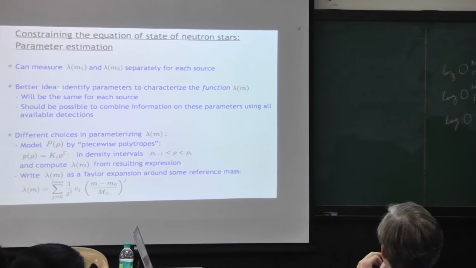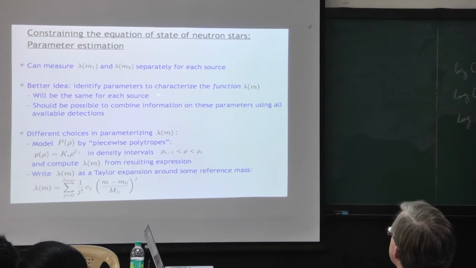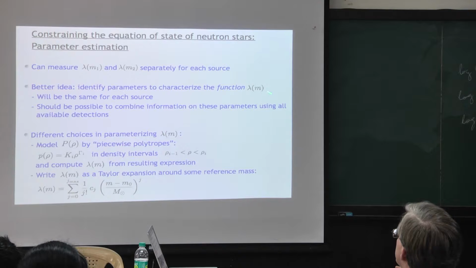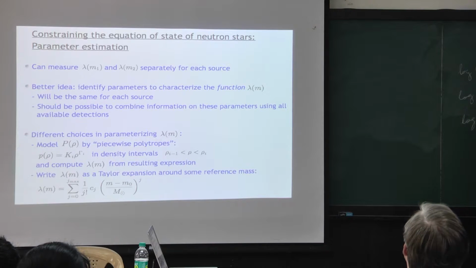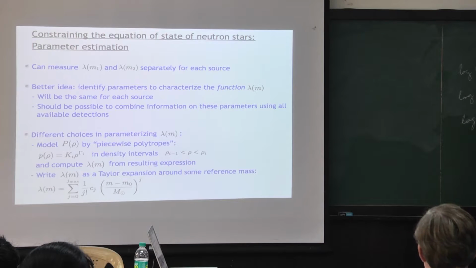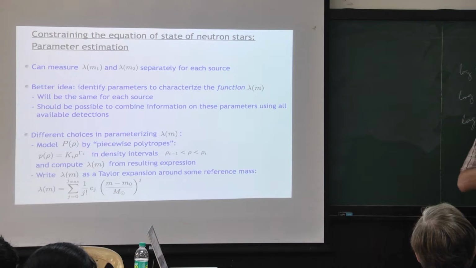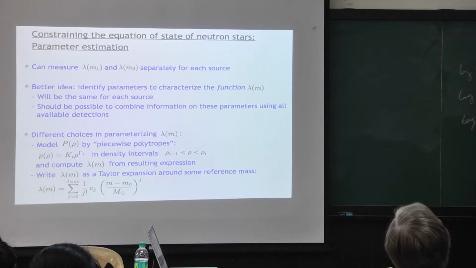A better idea, and also more elegant, is to identify parameters to characterize this function lambda of M. And now, you might say, well, then in principle you should allow for infinitely many parameters characterizing this function, and you can't do that. Indeed, you can't, but the expectation is that, because of the difficulty of the measurement, only a finite number of parameters are going to be measurable at all. So that is fine. And then you have to choose those judiciously, of course.